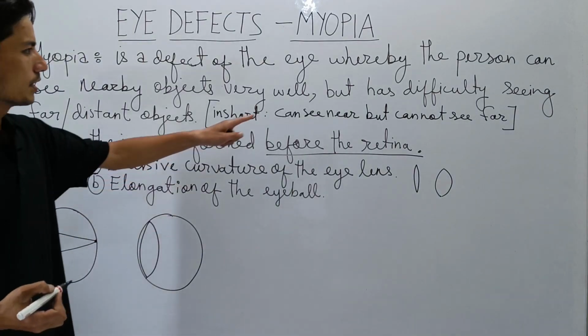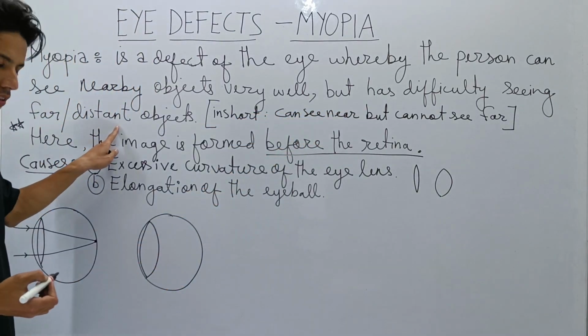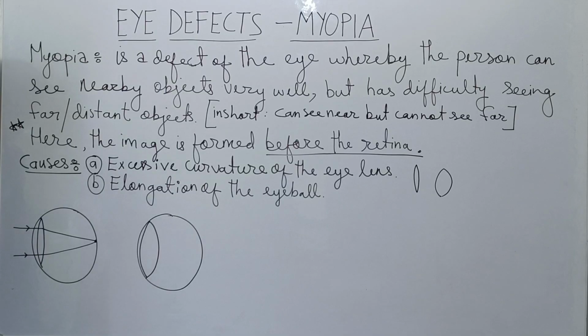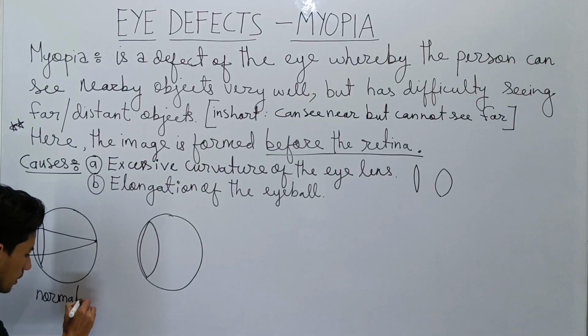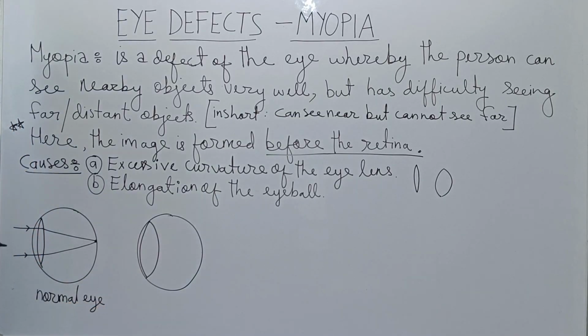So the problem is what? Difficulty seeing far objects. From a far object, the light rays travel parallel with respect to each other. So these two light rays are traveling parallel to each other. We are considering two light rays, and then they converge and meet at the focus. Since convergence is happening at the retina, which is the focus, this person can see clearly. This is the normal eye, the eye of a normal person, having no defect.